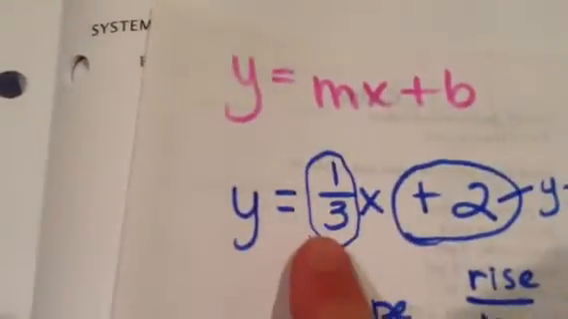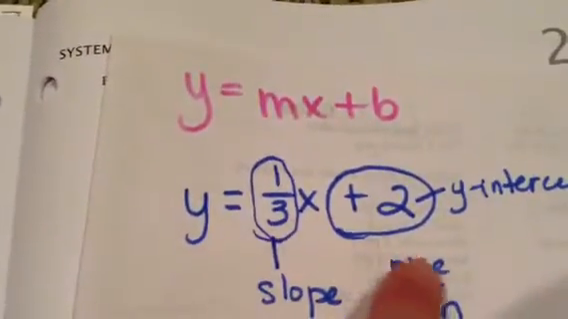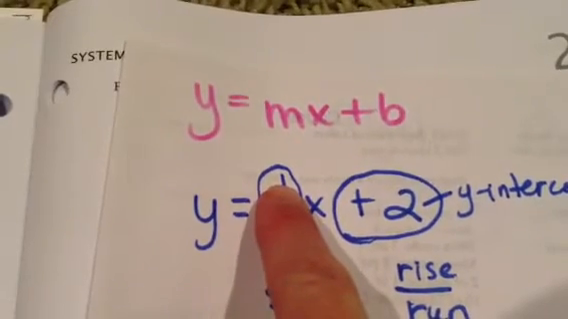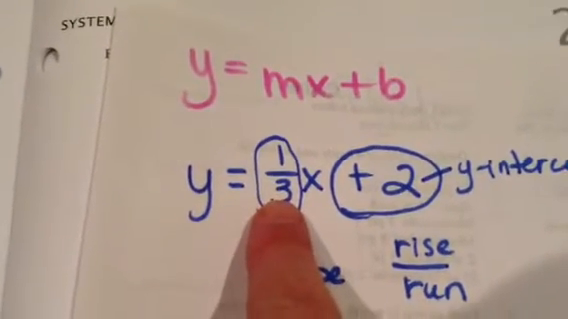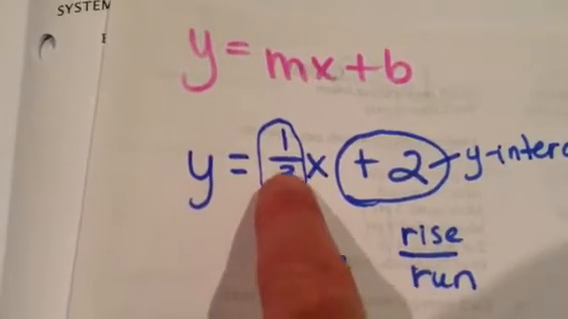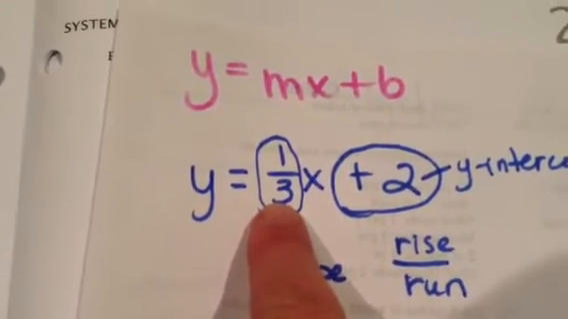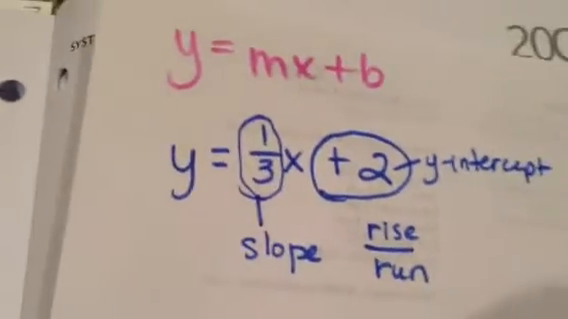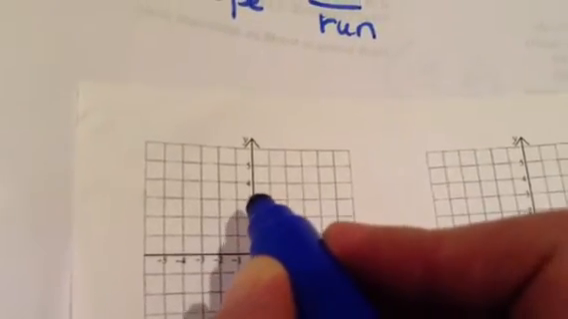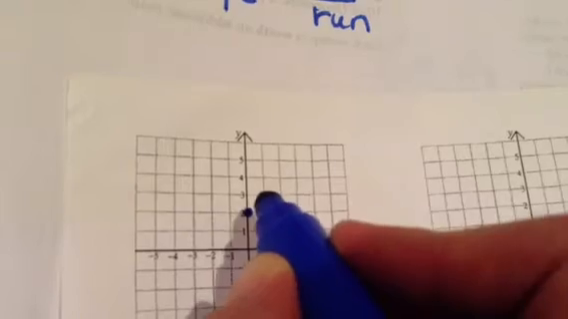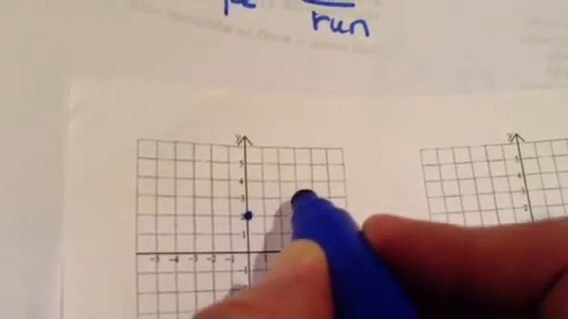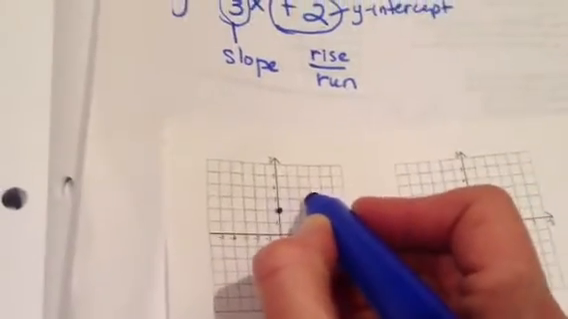Now look at your slope. My slope is 1 over 3. It's defined as rise over run. So I'm going to rise 1, and then I'm going to run 3. I'm going to go left or right 3. It's a positive 3, so I'm going to go to the right 3. Okay, so again, I'm going to start right here at this one point, and I'm going to go up 1, and I'm going to go right 3. 1, 2, 3. So there's my point right there.